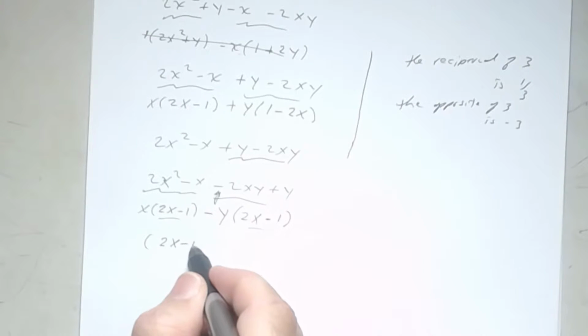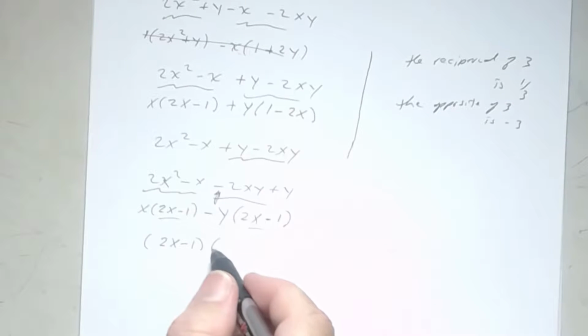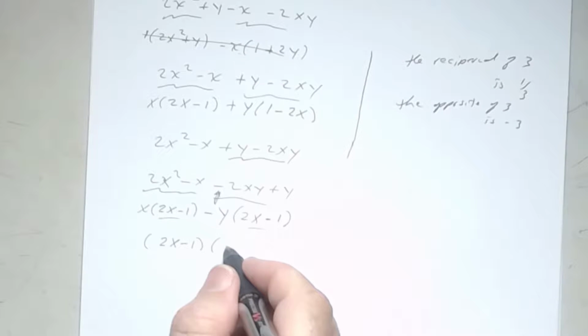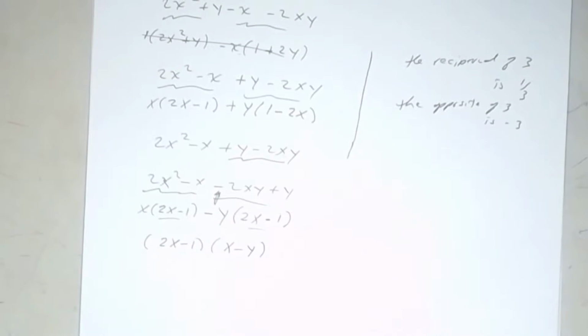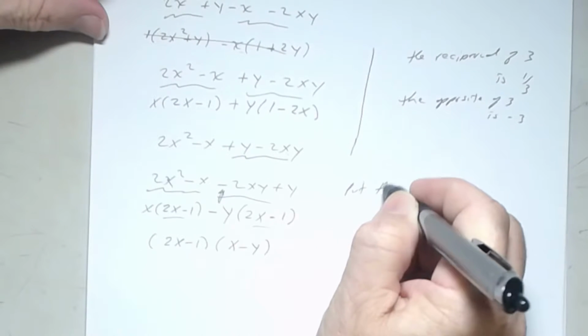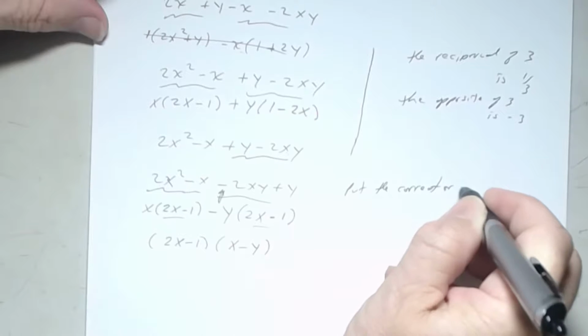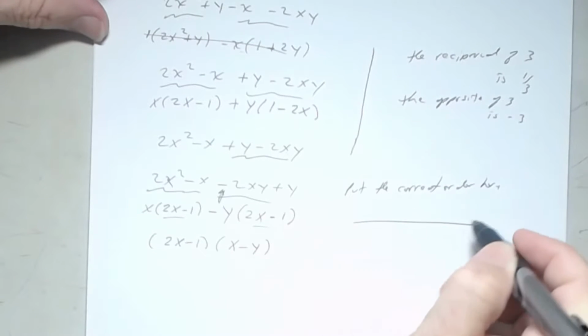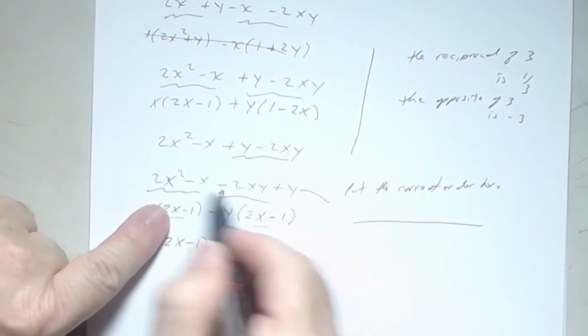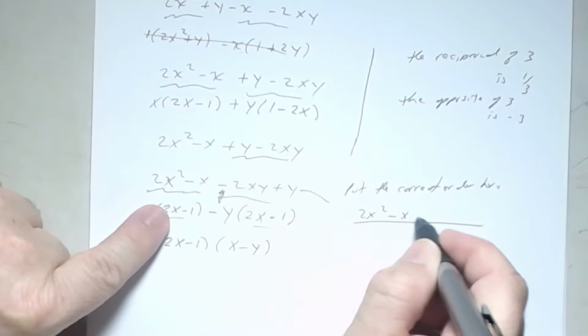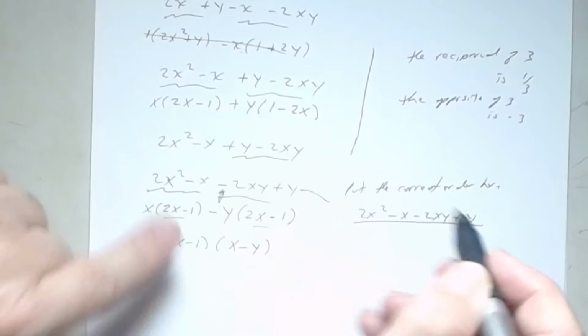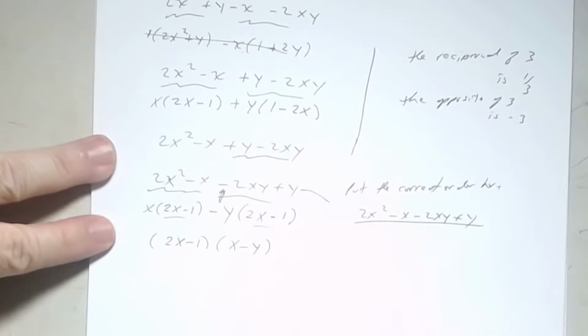2x minus 1, put that one first, times x minus y. It doesn't matter if you put x minus y first, but you remember the idea is to factor out the common factor. So 2x minus 1 times x minus y. Now, if you put x minus y first, no big deal. So where it says put the correct order here, you put this one right here: 2x squared minus x minus 2xy plus y. That's the order that we use to factor.